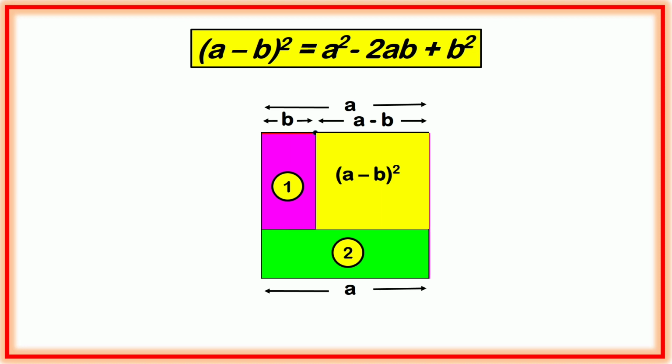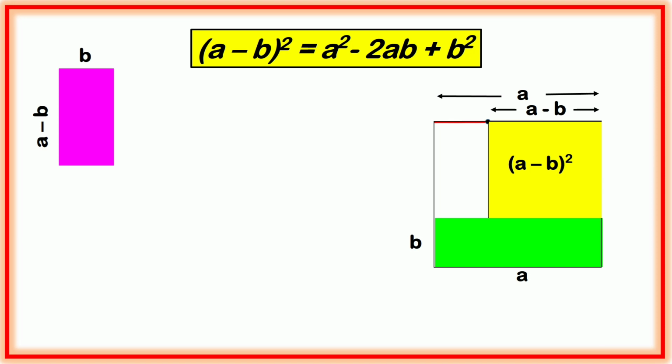Greenish one is the second one. Find out the two rectangles' area and subtract it from the bigger square, that is a square. The breadth of the green one, the second rectangle, is b and length is equal to a. In the similar way, first one breadth is equal to b and length is equal to a minus b.